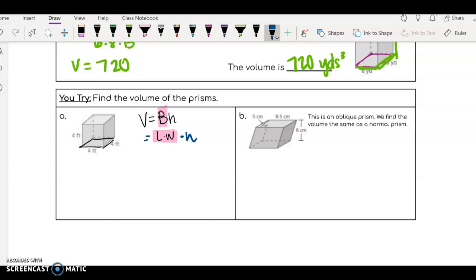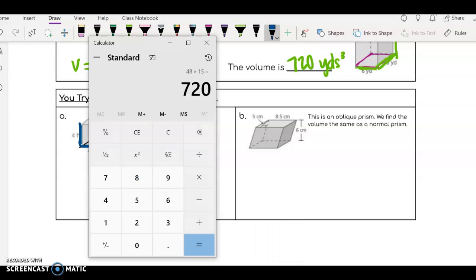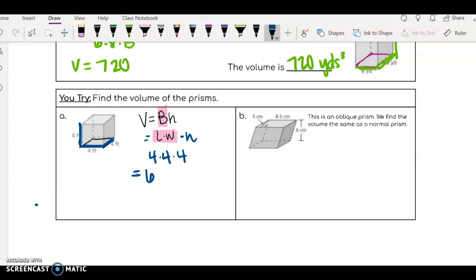So we have 4 times 4, because that's my length and width, and then my height is also 4, so times 4. So 4 times 4 times 4 gives me 64. So I have 64, and then don't forget those labels. So we have feet cubed. And that is our answer.